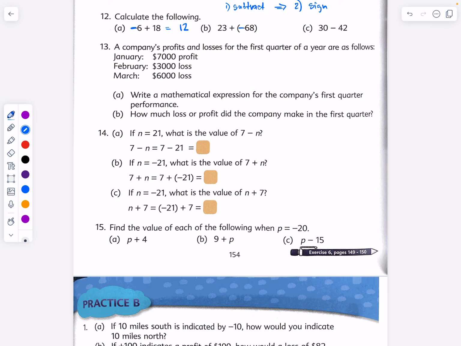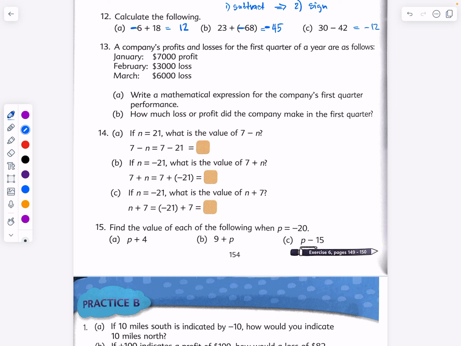Now again, we're adding negative 68 and positive 23. The signs are different. If the signs are different, subtract the numerical values. 68 minus 23 is 45. Now, is it going to be positive or negative 45? Well, negative 68 is the greater numerical value and it's negative. We are using its sign. Finally, 30 minus 42. Multiple ways to think about it. You can think of a number line. 30 minus 30 gives you 0, minus 12 more lands you on negative 12.